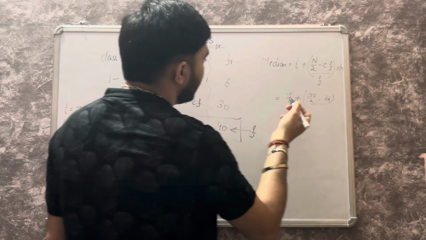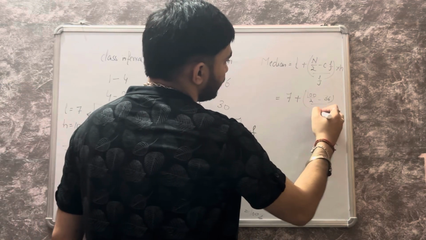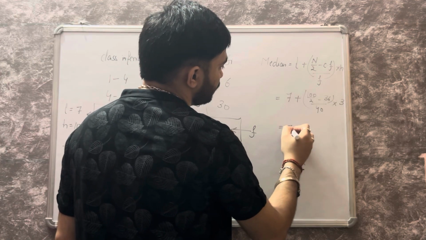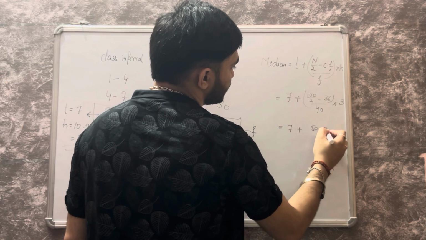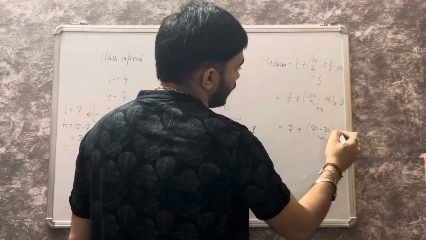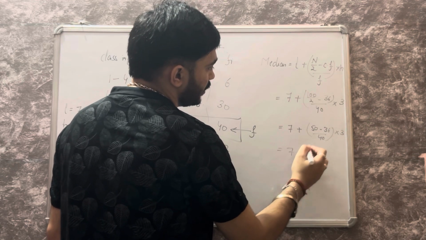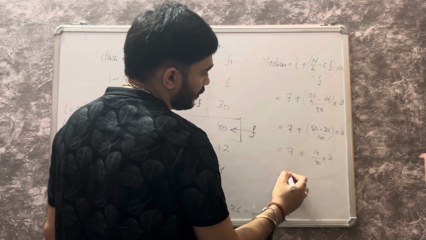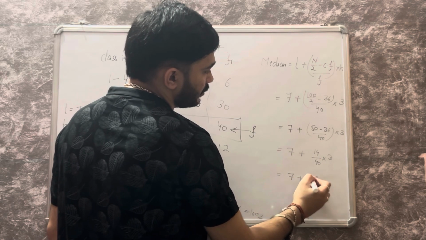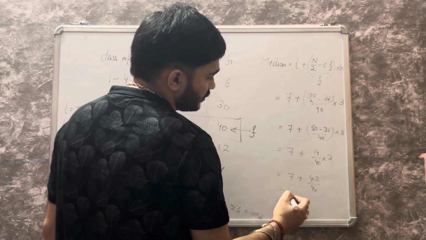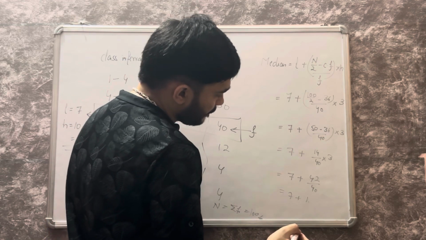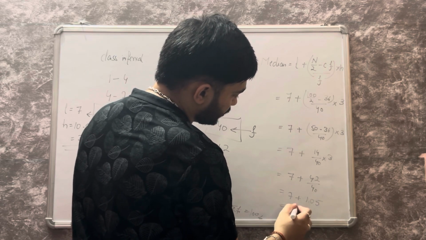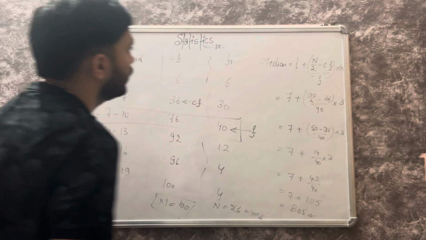What is cumulative frequency here? That is 36. Divided by, what is the frequency here? Frequency here is 40. What is the height here? Height here is 3. So our answer will be 7 plus 50 minus 36 divided by 40 into 3. You will get 7 plus subtraction of this will be 14 by 40 into 3. 7 plus multiply this, you will get 42 divided by 40. 7 plus, and the answer will be 1.05. So your answer will be 8.05 as your median. Any doubt?